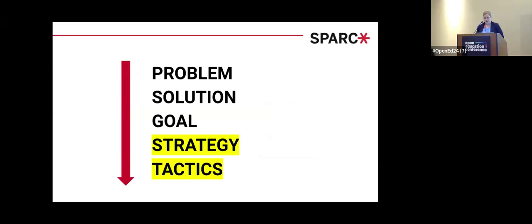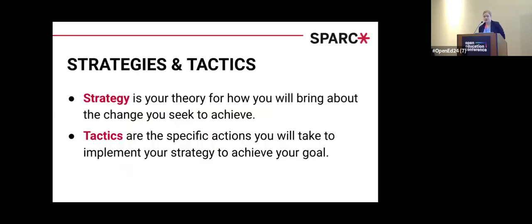Moving on to strategies and tactics. This is where they can get a little confusing. They are slightly different, but for the most part, they serve the same purpose. A strategy is your theory for how you're going to bring about the change that you seek to achieve. And a tactic is a specific action that you're going to take to implement your strategy to achieve your goal.